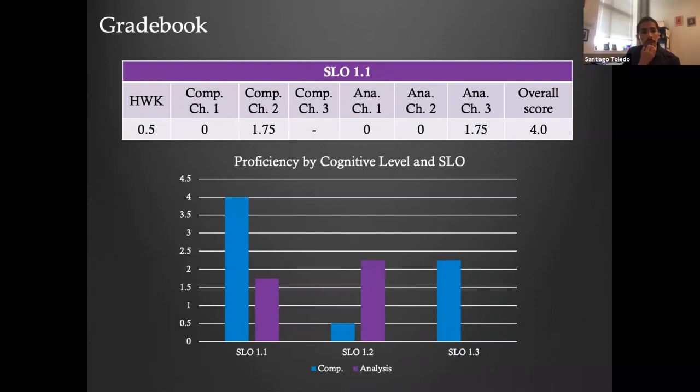And then, of course, you now have a chart of proficiency for this student where you can tell them, hey, on SLO 1.1, your comprehension was great, but your analysis is not quite there. And you have an additional layer of feedback that you can provide for students.